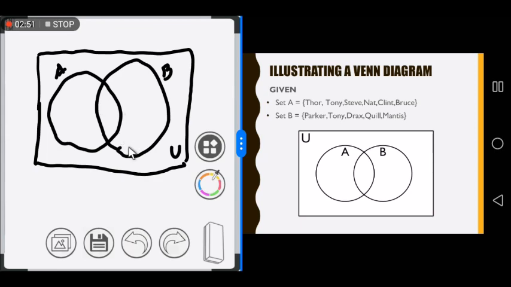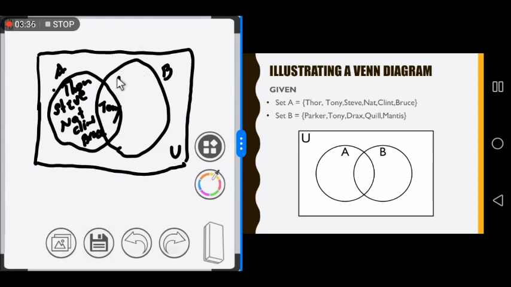So, si Tony, ang ating common element. So, let us put Tony here. Tony. Hindi kasya. Next, since we have Tony on group A, pwede na nating isulat yung ibang members of group A. Namely, we have, ayan, sulat natin dito, si Thor, si Steve, si Nat, si Clint, at si Bruce. Hindi kasya.